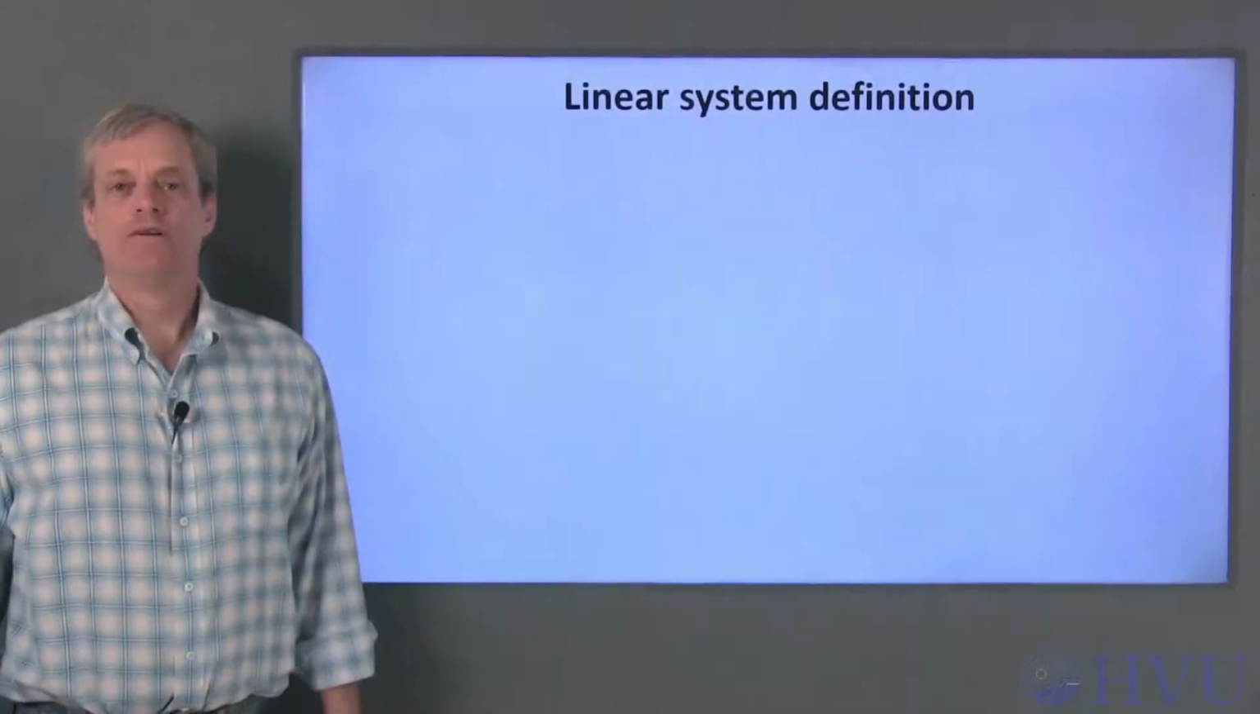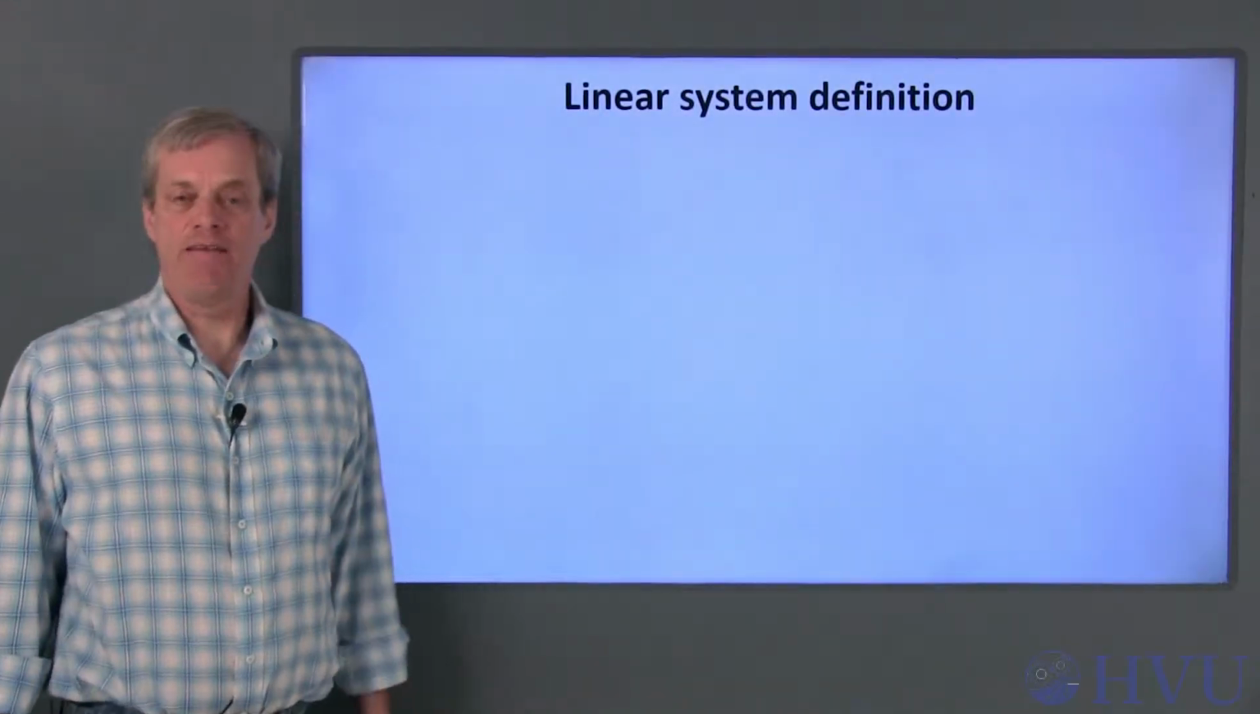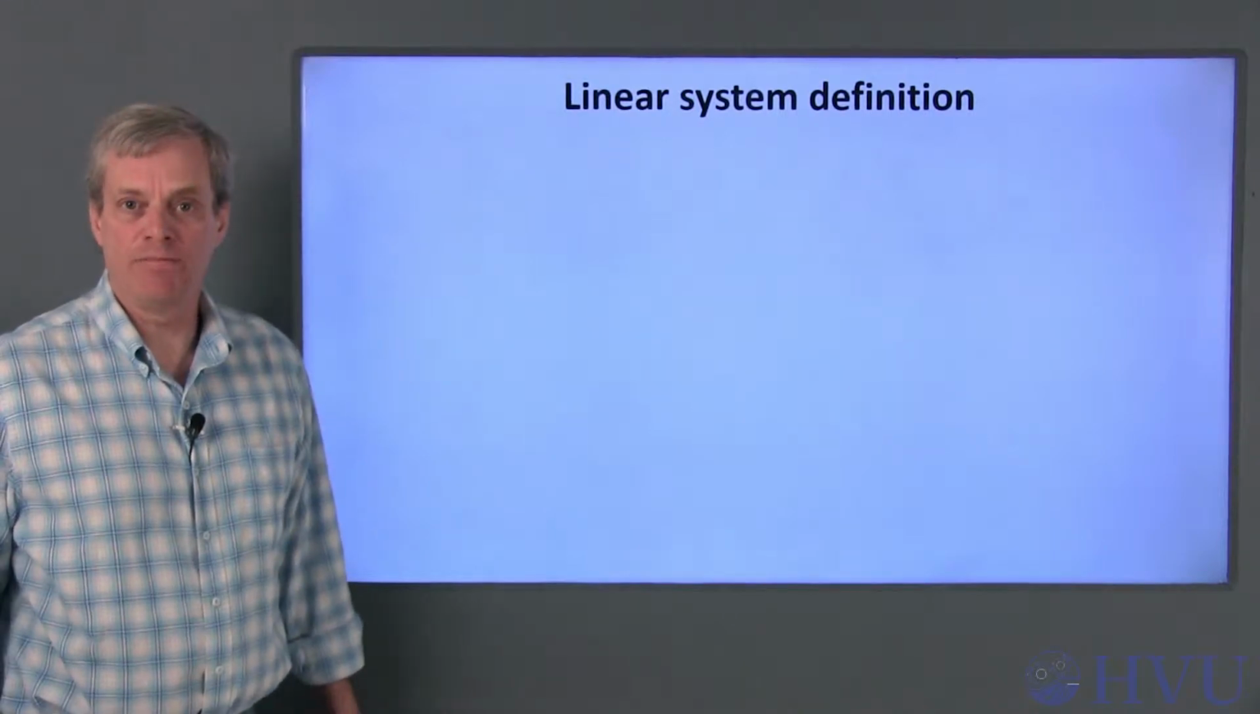I've mentioned linear systems previously, but I haven't given a real definition of what a linear system is. Linearity is defined in terms of a property called superposition, which is the subject of this video. Superposition governs the behavior of a linear system with multiple inputs.